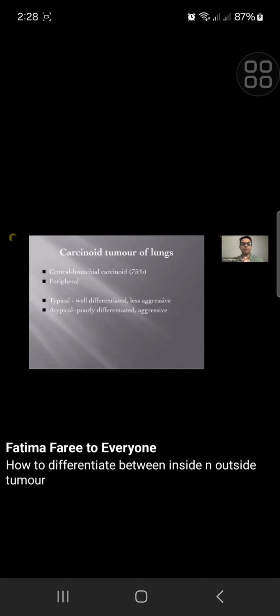Identifying endobronchial abnormalities. One thing you could have mentioned is that in comparison to the previous nodule, which was peripheral, this is central, isn't it? Yes, central. Pulmonary hamartomas tend to be peripheral, whereas carcinoids tend to be central. About 75% are central, and a smaller percentage are peripheral.